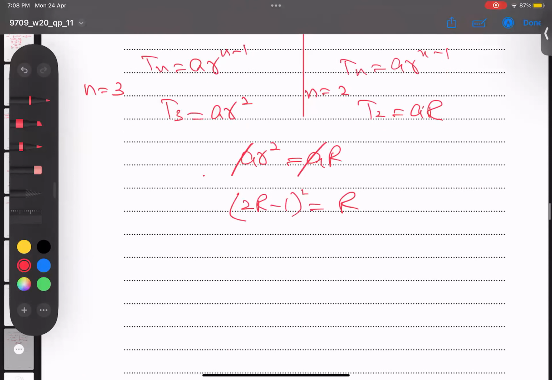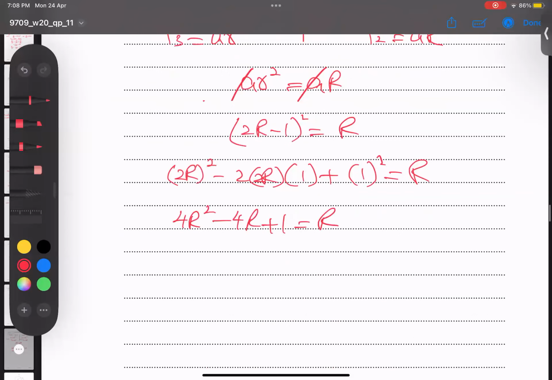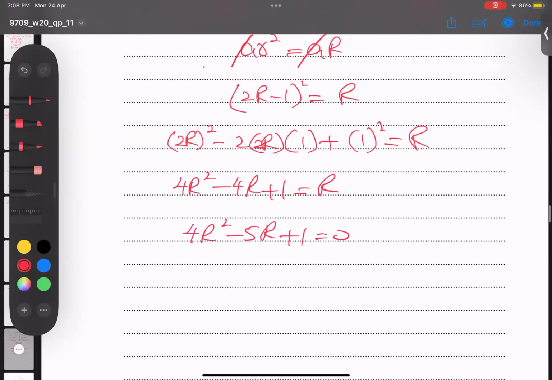Okay, students, now expand, and you know it very well. Squaring identity: first term square, 2 into first term, second term, plus second term square. Here I got 4r to the power 2 minus 4r plus 1 equals r. And this r goes here, and I got 4r square minus 5r plus 1 equals 0. Now I can factorize, 4 ones of 4, so minus 4r minus 1r plus 1 equals 0, or you can apply the quadratic formula, students, no issue.